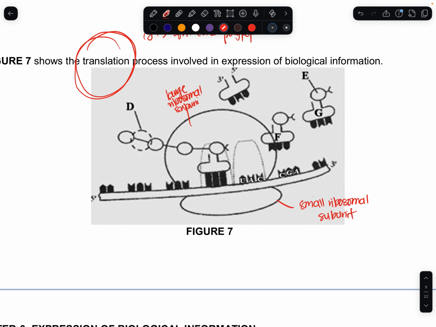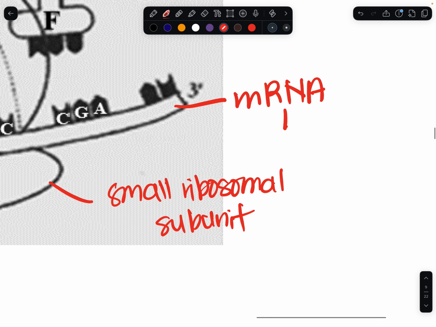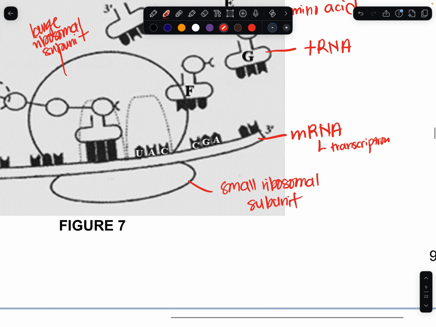Okay, apa lagi yang kita boleh label? Kita boleh label ini sebagai tRNA. What is being carried by the tRNA? Yes, amino acid. Ini apa? mRNA. mRNA datang dari mana? Hasil daripada transcription. Okay, so let's move on to the question.